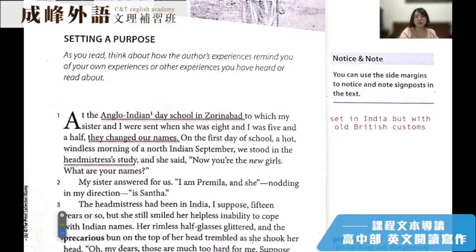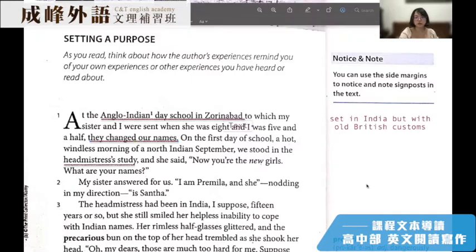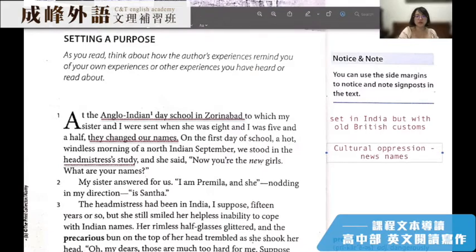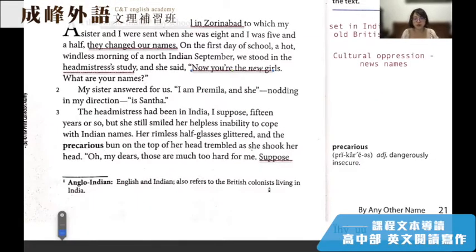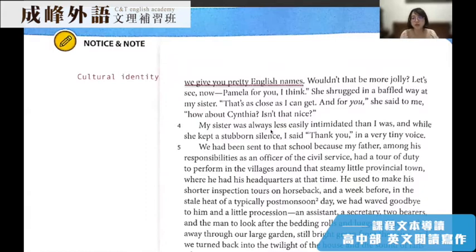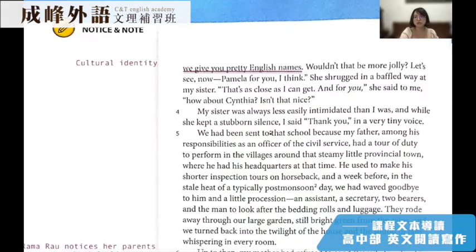Here is also an example of the cultural opposition. You will find cultural aspects we discussed several times. "She had been in India, I suppose, 15 years or so, but she still smiled her helpless inability to cope with Indian names. Her ribbon-laced half glasses glittered and the precarious bun on top of her head trembled as she shook her head. 'Oh, my dears, those are much too hard for me. So suppose we give you pretty English names.'" Here they try to change the identity of the two girls. That's another cultural aspect, like we said.